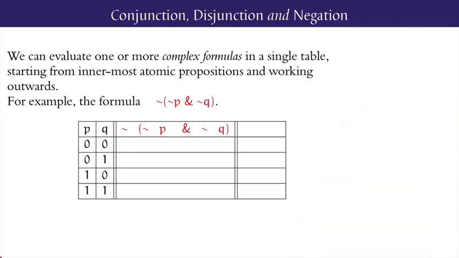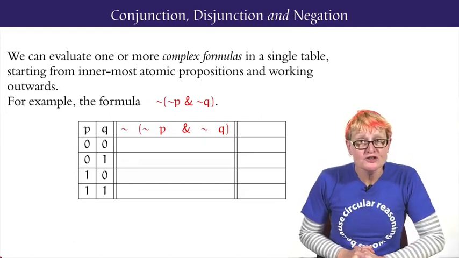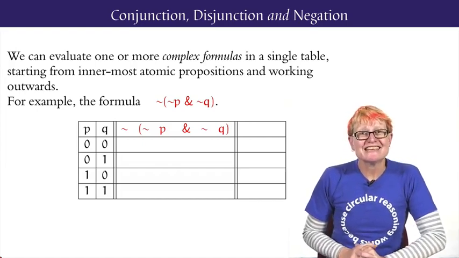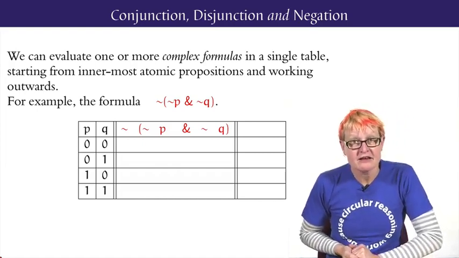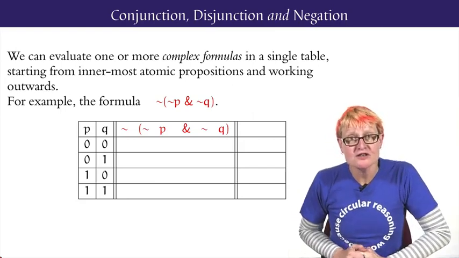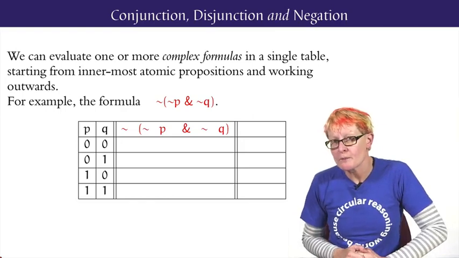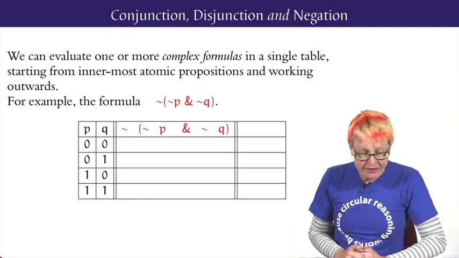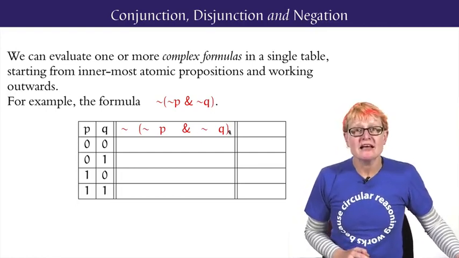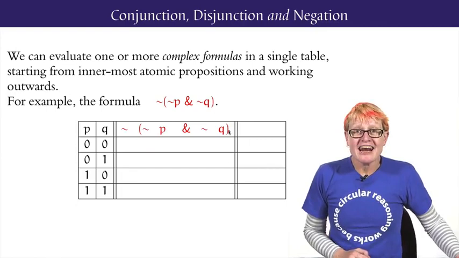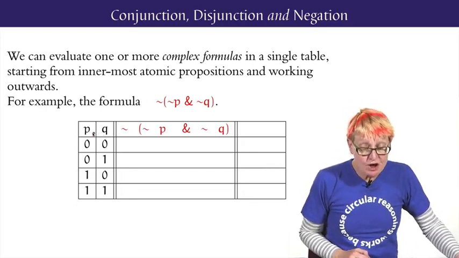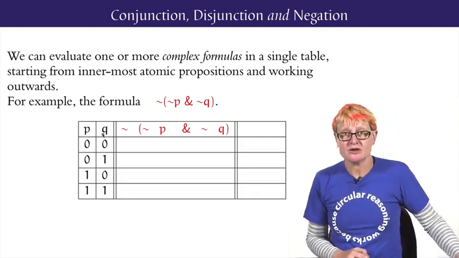So, suppose we have the formula not P and not Q. This formula asserts it is not the case that both P is false and Q is false, or equivalently, not neither P nor Q. We're going to start by writing out the formula with lots of space in between the symbols, and on the left-hand side of the table we write out the atomic propositions that occur in the formula. Here, just P and Q.